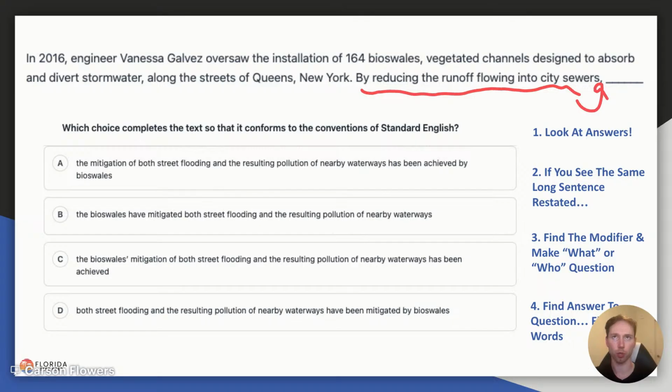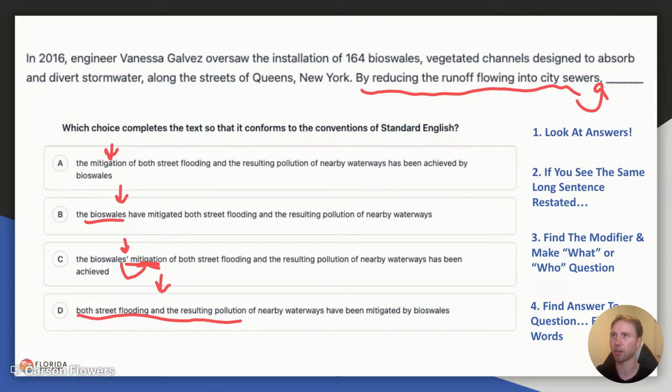So what is reducing the runoff flowing into sewers? Who is reducing the runoff flowing into sewers? But now we want to look at the answer choices and find the subject. The subject will likely be in the first 4-ish words of each answer choice. In this case, the mitigation is the subject of A. Bioswales is the subject of B. The bioswales mitigation is the subject of C. Watch out for apostrophes. And D is both stream flooding and resulting pollution. That's the subject.